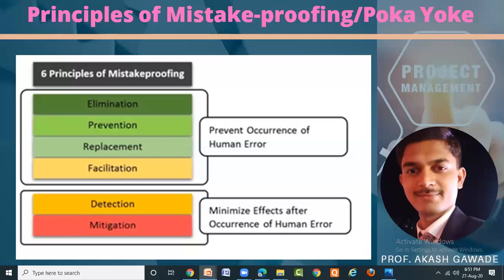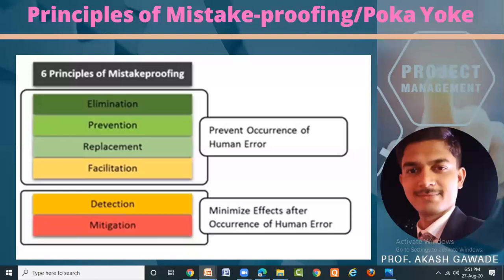And the next one is replacement. Replacement means use something better. That means to substitute a more reliable process to improve consistency. The next one is facilitation. Facilitation means to employ techniques and to combine steps to make work easier to perform. The next one is detection.